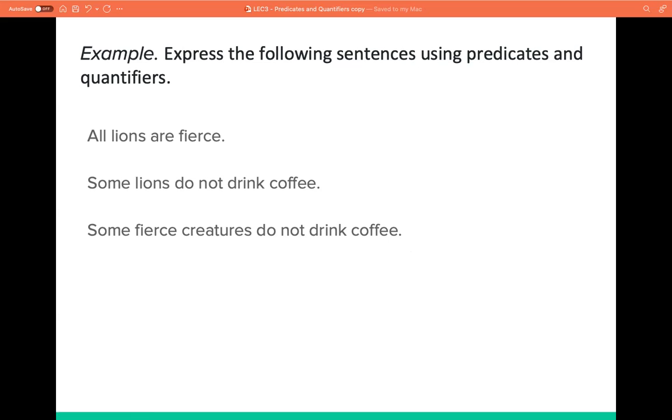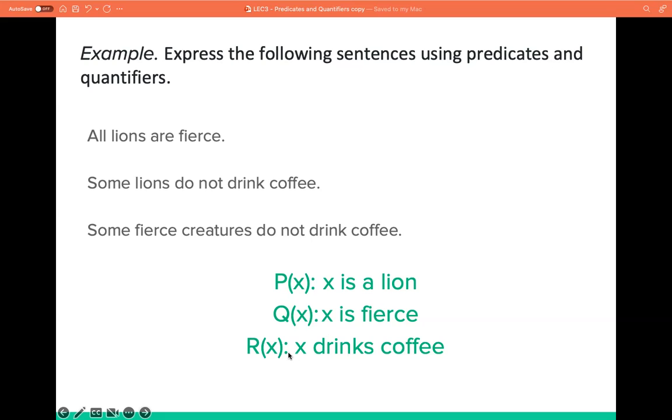Now, express the following sentences using predicates and quantifiers. First, all lions are fierce; then, some lions do not drink coffee; and some fierce creatures do not drink coffee. So let us identify the individual predicates first and introduce variables for each predicate. First is P of x such that x is a lion, then Q of x such that x is fierce, and R of x such that x drinks coffee.